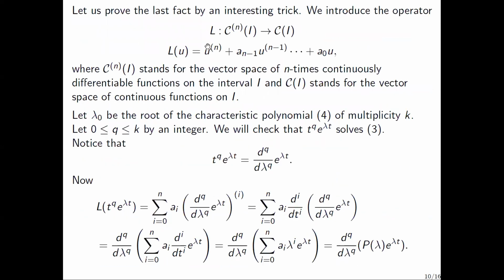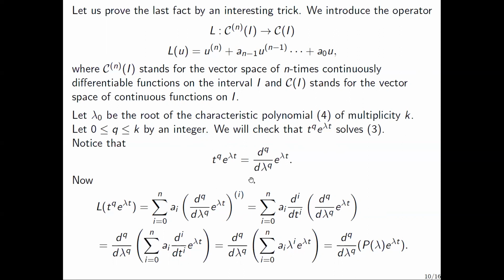And then plugging into this operator t to q times e to lambda t, where q is smaller than the multiplicity of the root lambda, as the multiplicity of lambda as the root of the characteristic polynomial. Plugging this into this definition, the only non-trivial thing here is to exchange the derivative with respect to t and the derivative with respect to lambda.